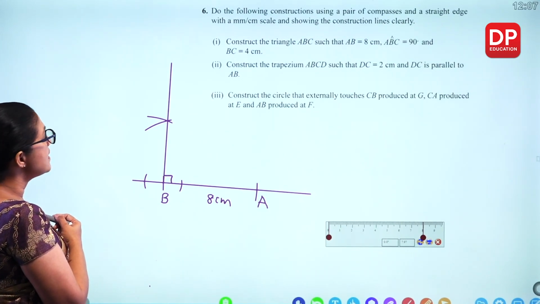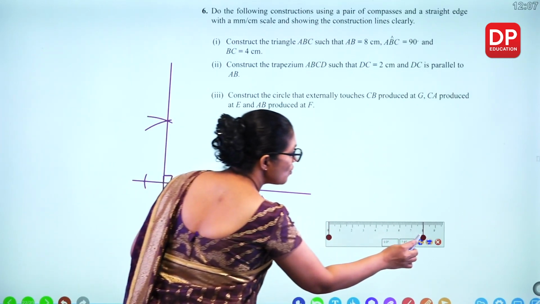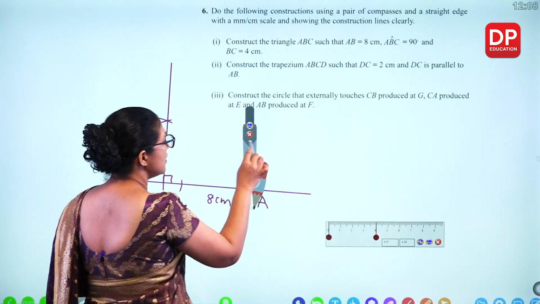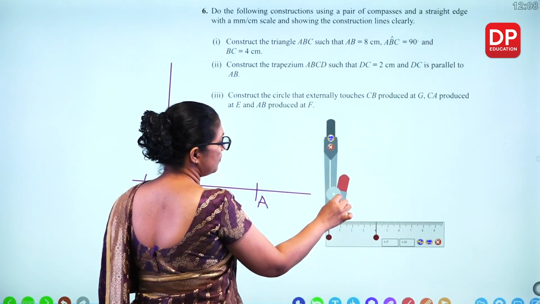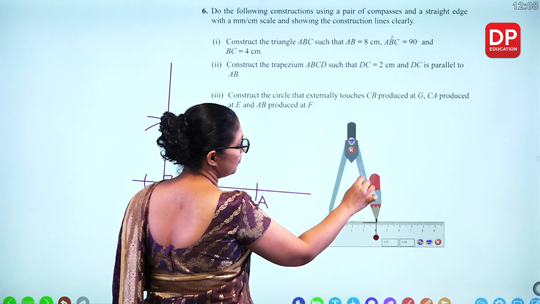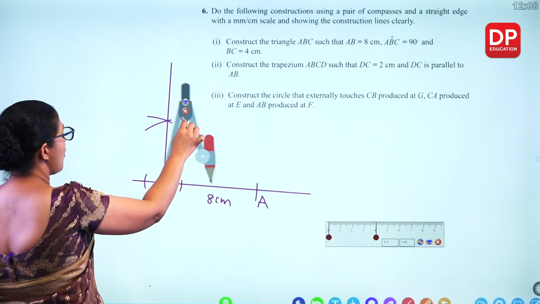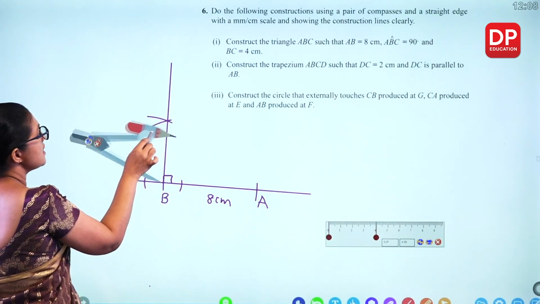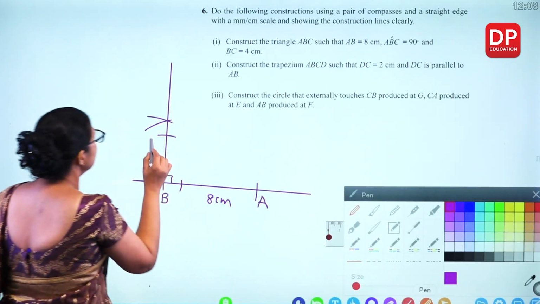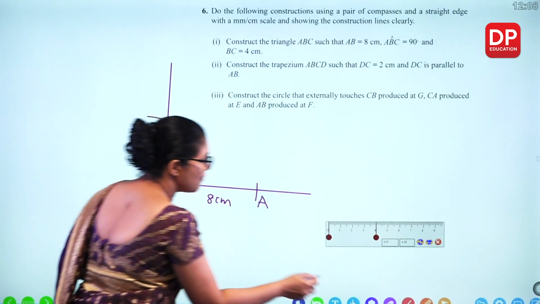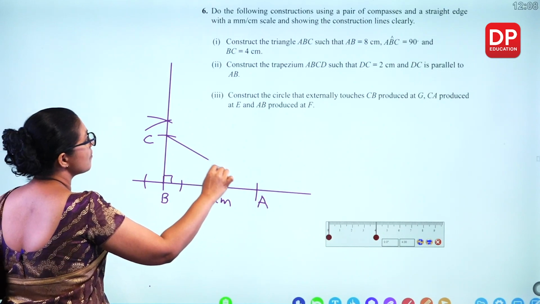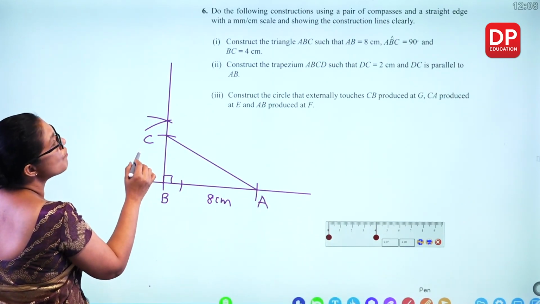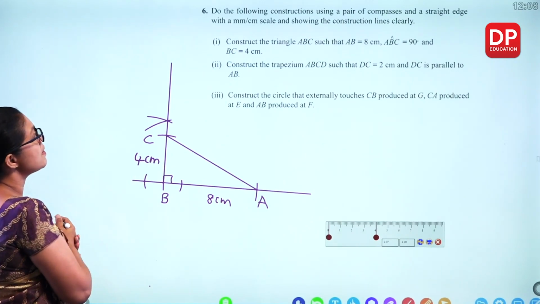And it says BC is 4 centimeter. So we need to take 4 centimeter length from the ruler. With the compass, measure it. And then keep on top of point B and draw the arc. That's point C. Now connect A and C with the ruler. So that's the ABC triangle. BC is 4 centimeters and AB is 8 centimeters.